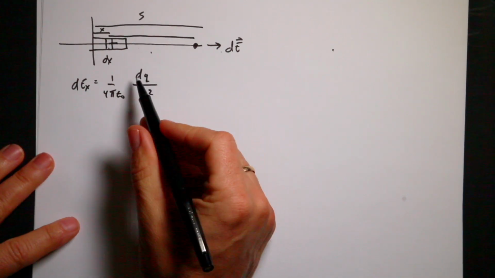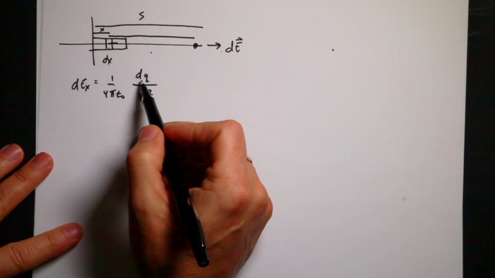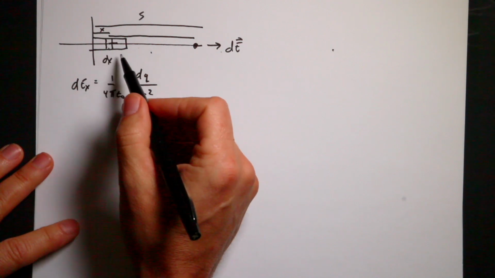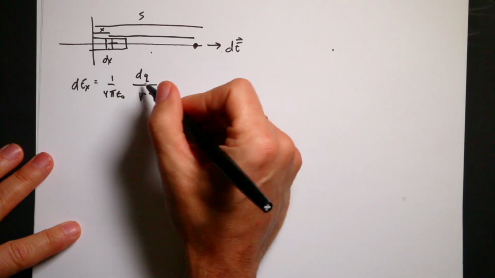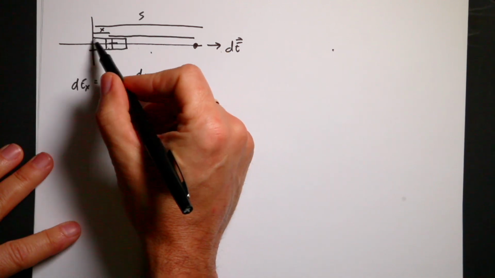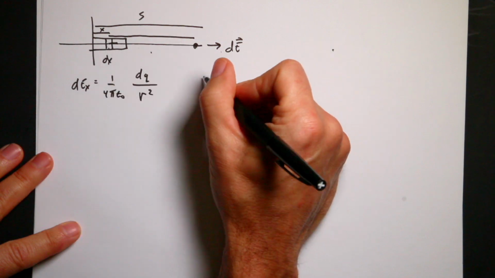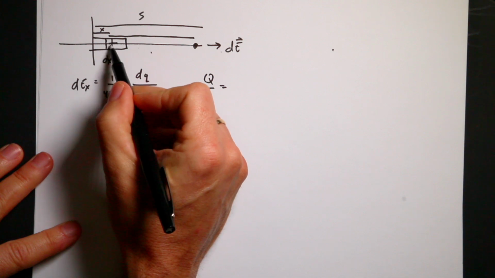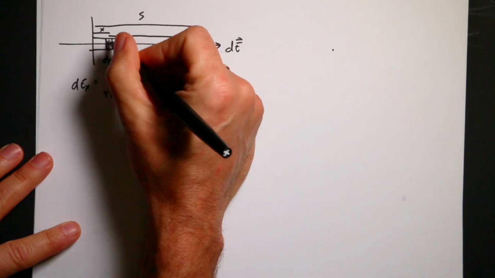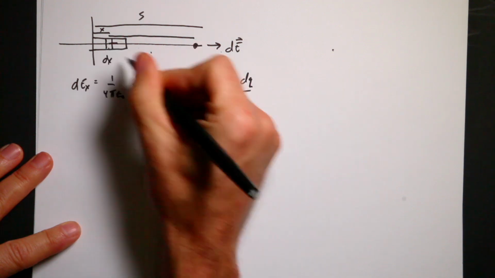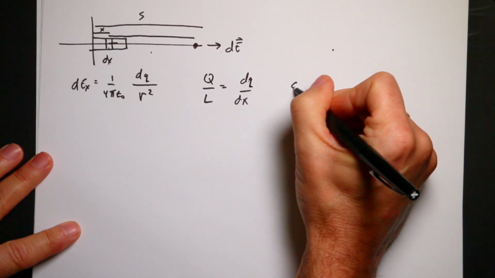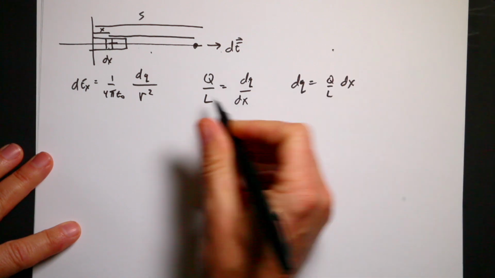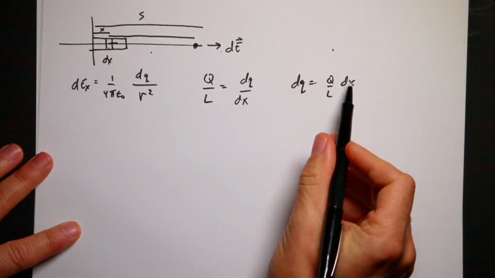Now the first thing I need to do is get a value for dq, because I need to get dq and r in terms of the variable x, because x is the thing that's going to be moving, right? So let's say that if this rod has a uniform charge density, then the total charge q divided by its length should be the same as the charge of the piece divided by its length. So that charge is dq, and it has a length dx. So if I solve this for dq, I get dq equals q over L dx. And I can put that in right there, and then I'll get my integration variable dx instead of dq.